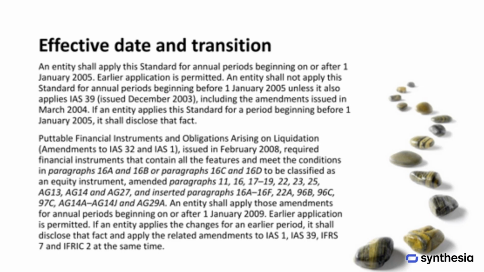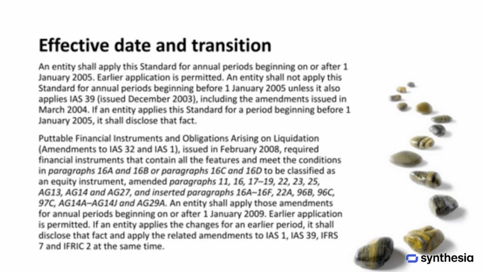In February 2008, the amendments known as puttable financial instruments and obligations arising on liquidation updated IAS 32 and IAS 1. These amendments require that financial instruments with all the features and conditions described in paragraph 16A and 16B or paragraph 16C and 16D be classified as equity instruments. The amendments also modified several paragraphs, including 11, 16, 17 through 19, 22, 23, 25, AG13, AG14, and AG27, and added new paragraphs such as 16A through 16F, 22A, 96B, 96C, 97C, AG14A through AG14J, and AG29A.